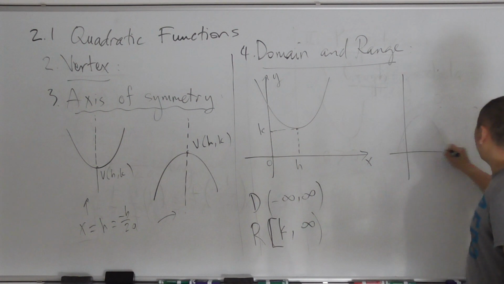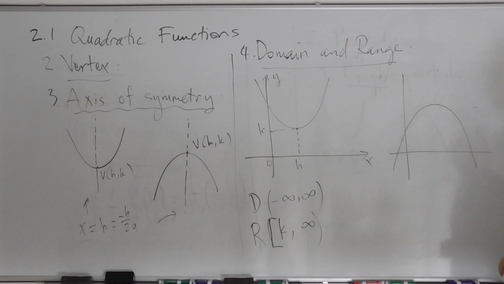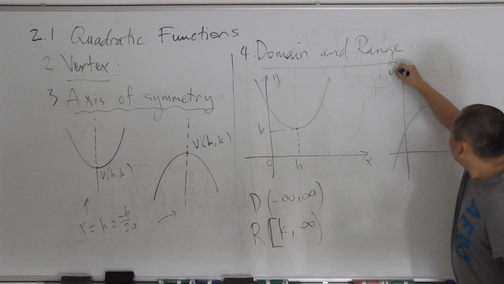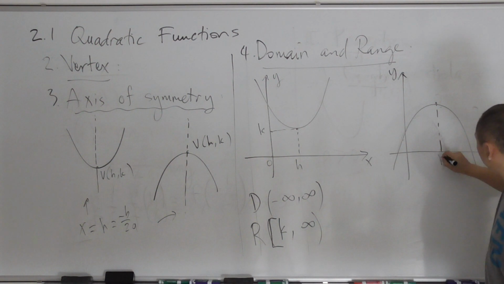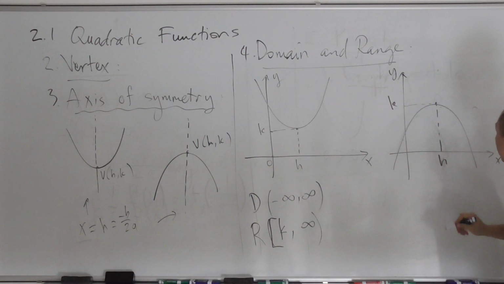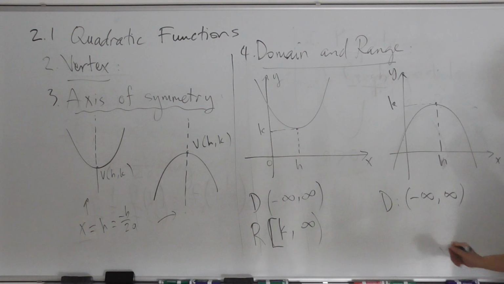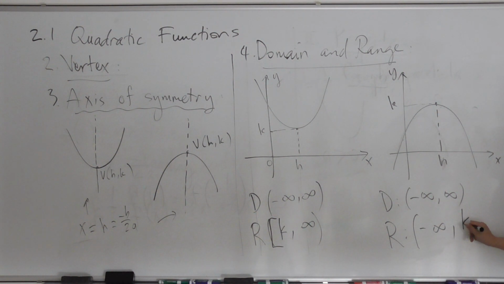Similarly, we have the other type of parabola, which is upside down. And of course, the vertex is right here. I'm sorry, that's h, and this is k. So the domain is the same thing, negative to positive infinity. But the range now is not from k to infinity anymore. It goes down forever, and goes up to k. So we're going to write it this way: negative infinity with a parenthesis, and then k in a square bracket. That's the fourth property of quadratic functions.